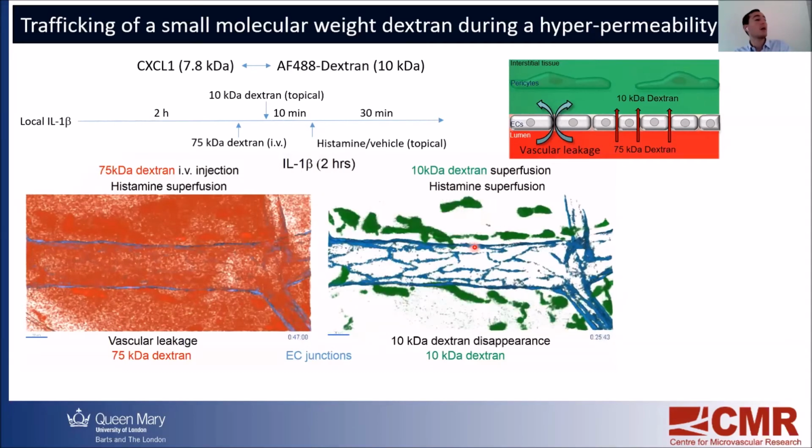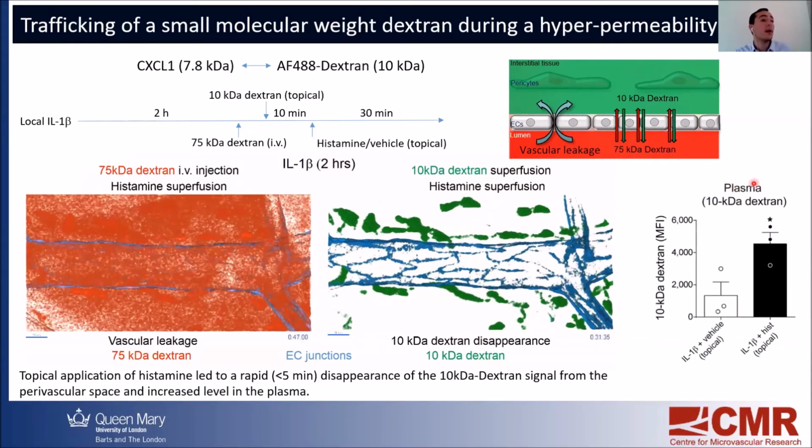And where is this dextran going? We afterwards collected the plasma of these animals and observed that the mice treated with histamine show higher fluorescence in plasma compared to the mice treated with vehicle control, indicating that the dextran leaked inside the blood circulation.